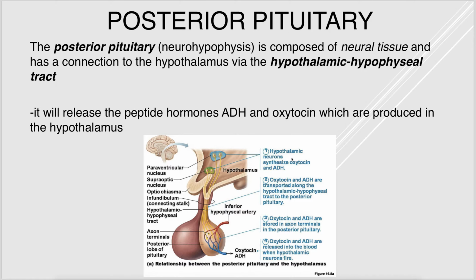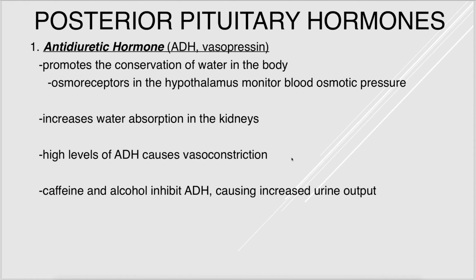Okay, so again, the posterior pituitary comes from nervous tissue instead of glandular epithelial tissue like the anterior pituitary. And again, it's just going to store antidiuretic hormone and oxytocin, which were produced by the hypothalamus, and then eventually release them into the blood. So let's talk about these hormones.